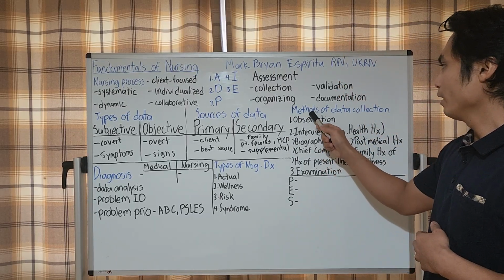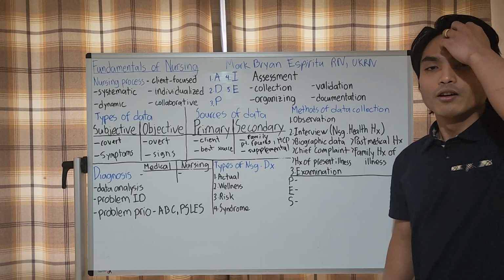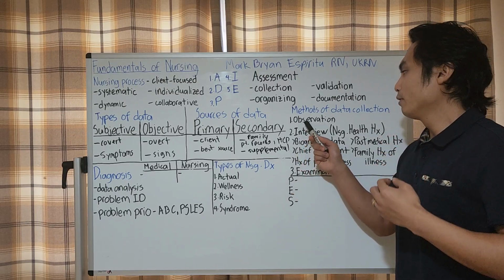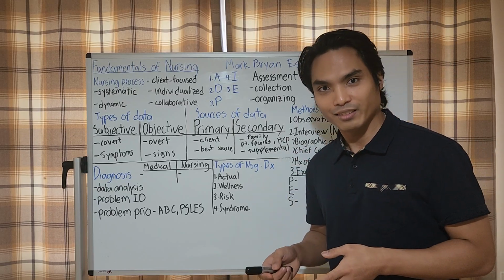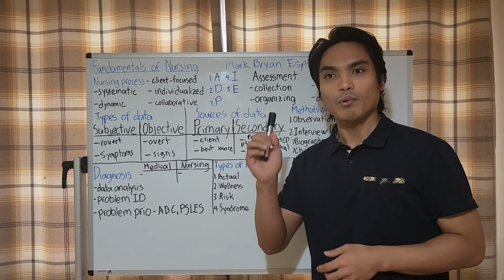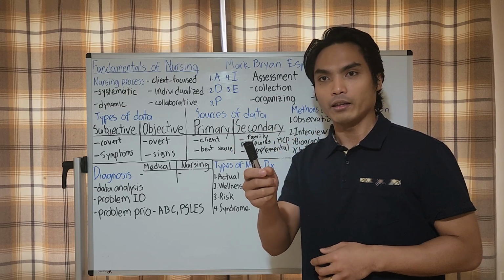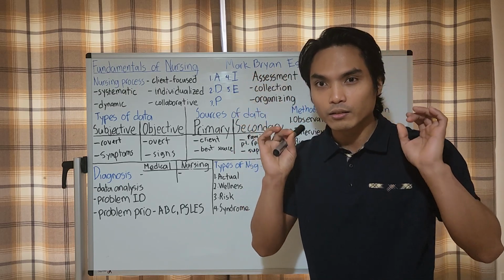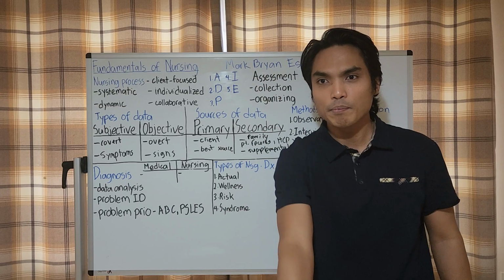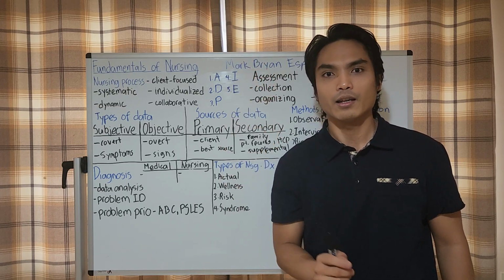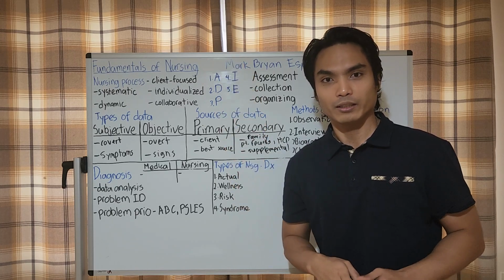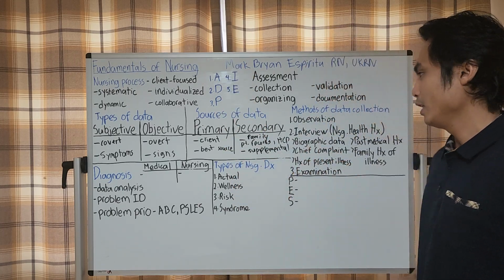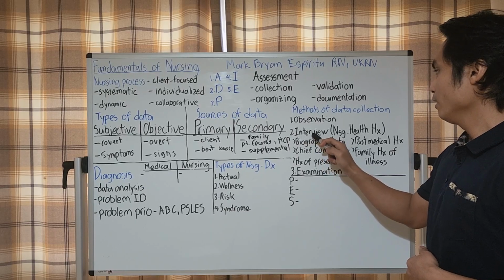Now let's go to the methods of data collection. First one, we have observation. This is us nurses using our senses to collect data. For example, it's your first time meeting the client. Using the sense of sight, does the client look unkempt, dirty, organized, clean? The client's approximate height and weight. So that is observation. Next is interview.